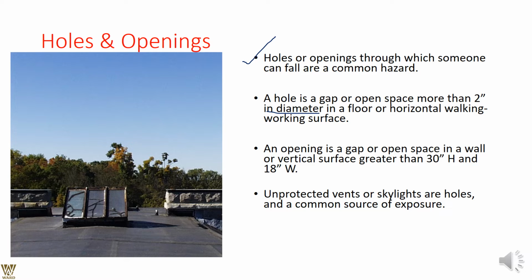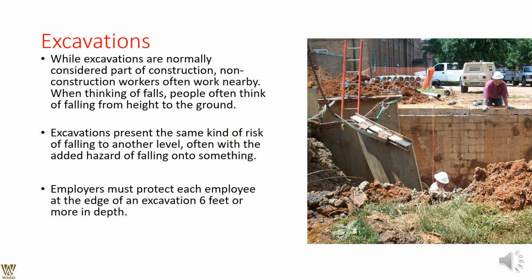A wall or a vertical surface greater than 30 meter height and 18 feet width is enough for a person to fall down altogether. 30-inch height, remember, and that's it. It might not be a very deep fall, but it is very serious as far as injuries are concerned. So unprotected vents, skylights, holes are the common exposures.